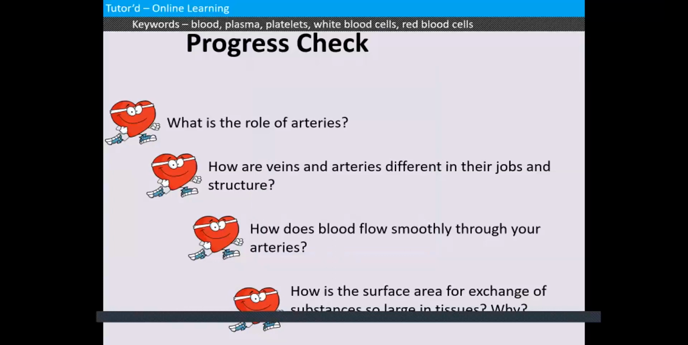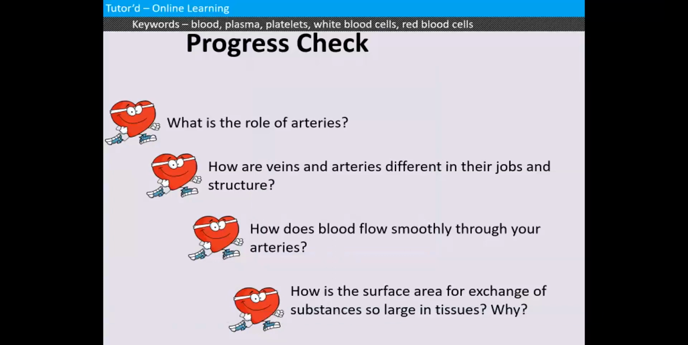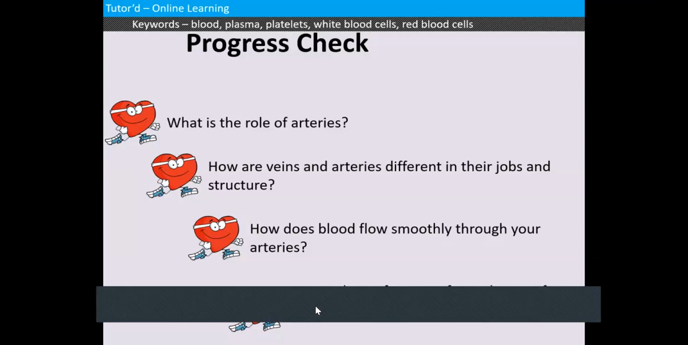How is the surface area for exchange of substances so large in tissues? I think you need to talk about the other type of blood vessel. We have mentioned everything about arteries and veins, so it's time to talk about blood capillaries. Could you please text me your idea about the blood capillaries and how they increase the surface area for exchange of substances between blood and the respiring tissues.